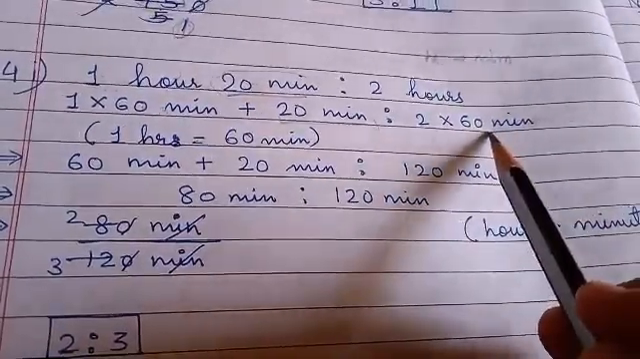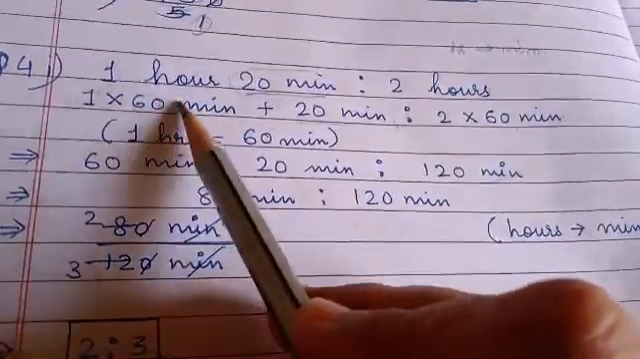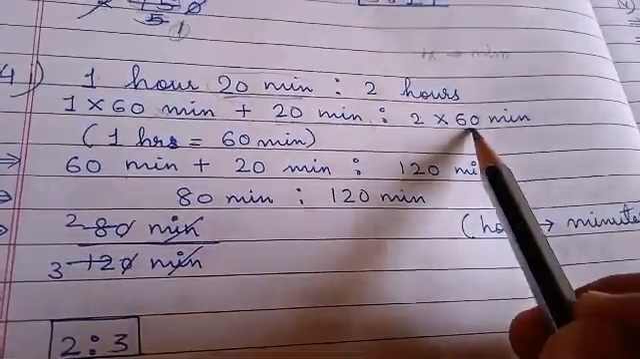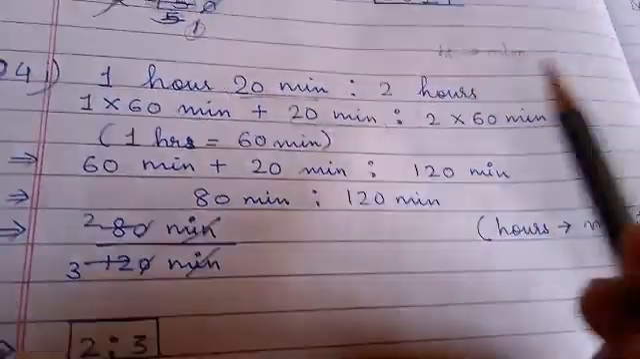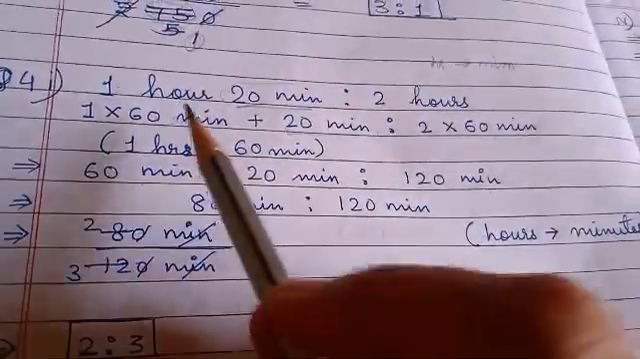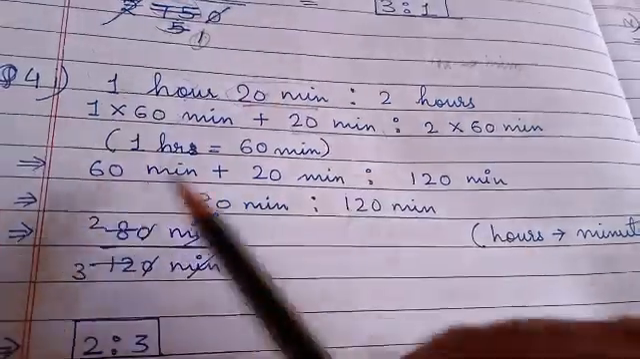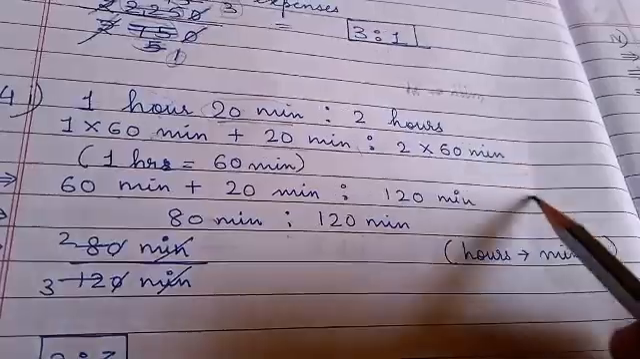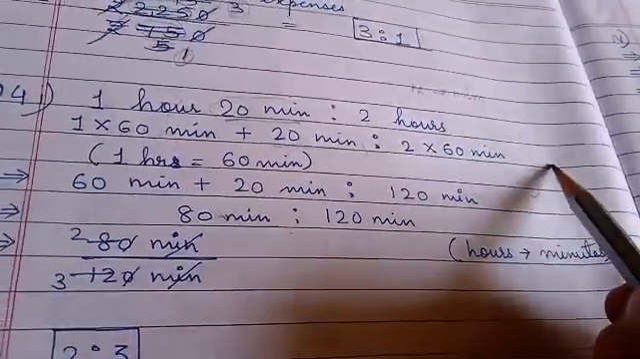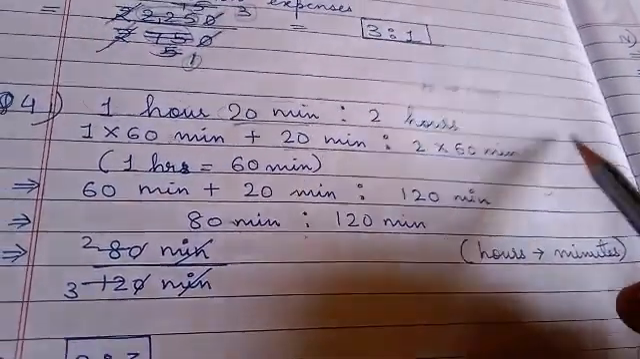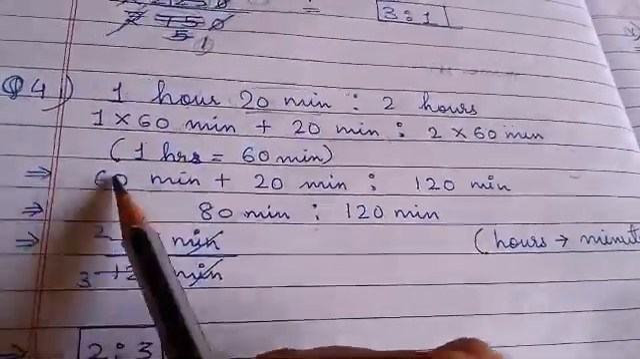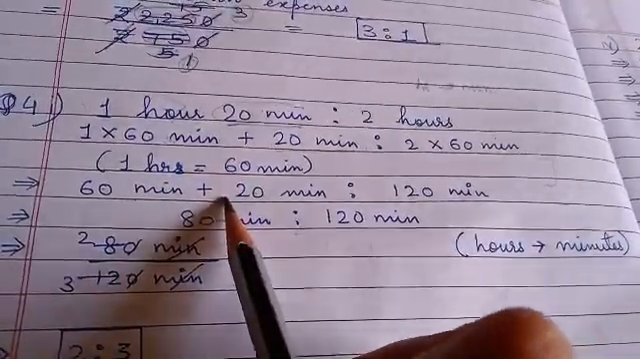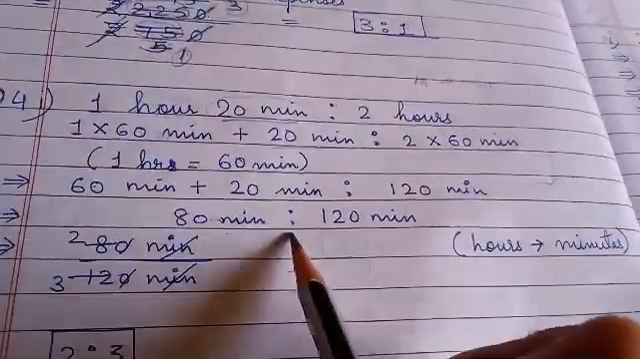So 1 hour, that is 1 into 60 minutes plus 20 minutes, is to 2 hours, 2 into 60 minutes. Then 1 into 60 minutes plus 20 minutes is to 2 into 60, 120 minutes. Right. See, 1 hour means 60. 60 plus 20, 80 minutes is to 120 minutes. Look here, children, these steps I have written only for your understanding. If you can do it orally, you can write directly this step or this step. That is also accepted.